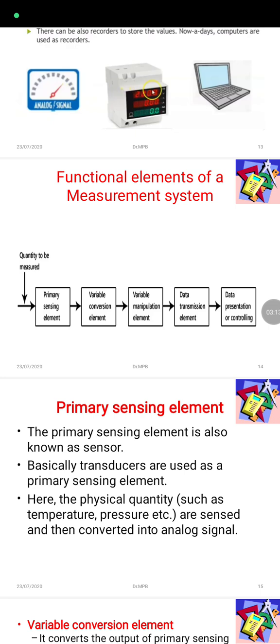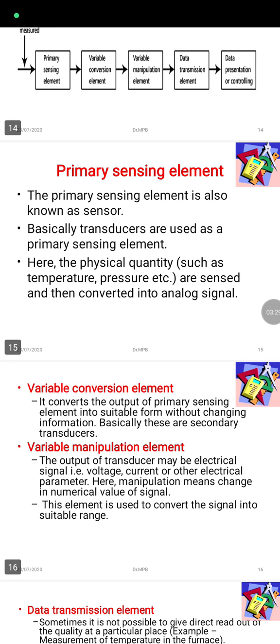This is the detailed view of the functional elements of a measurement system. It consists of 5 functional elements: primary sensing element, variable conversion element, variable manipulation element, data transmission element, data presentation element. Primary sensing element is also known as sensor. Basically, transducers are used as a primary sensing element. Here the physical quantities such as temperature, pressure are sensed and then converted into analog signals.